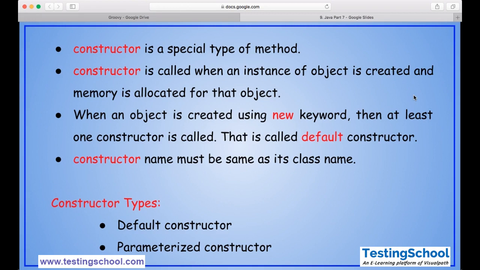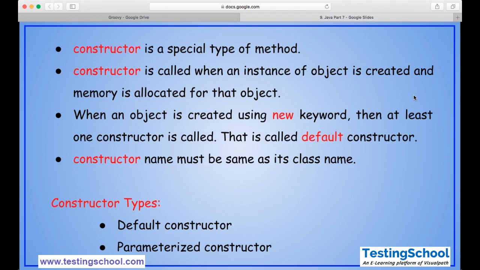First we'll see constructor. Constructor is a special type of method. Constructor is called when an instance of object is created and memory is allocated for that object. When an object is created using new keyword, then at least one constructor is called. That is called default constructor. Constructor name must be same as its class name. Okay, this is all about constructor.